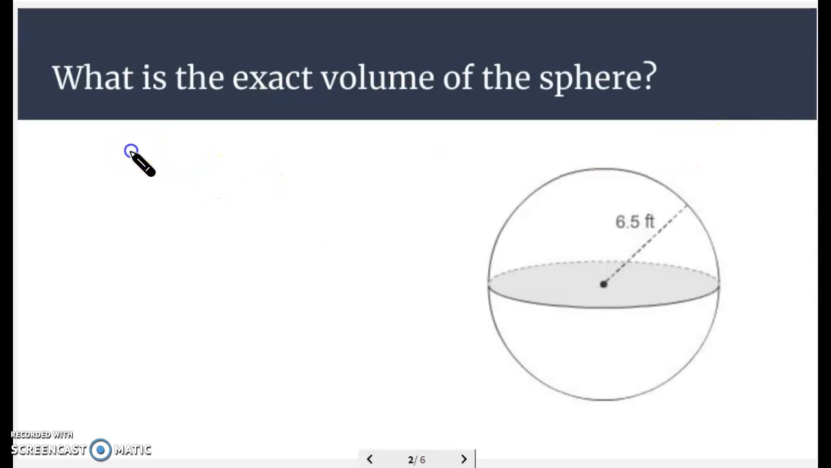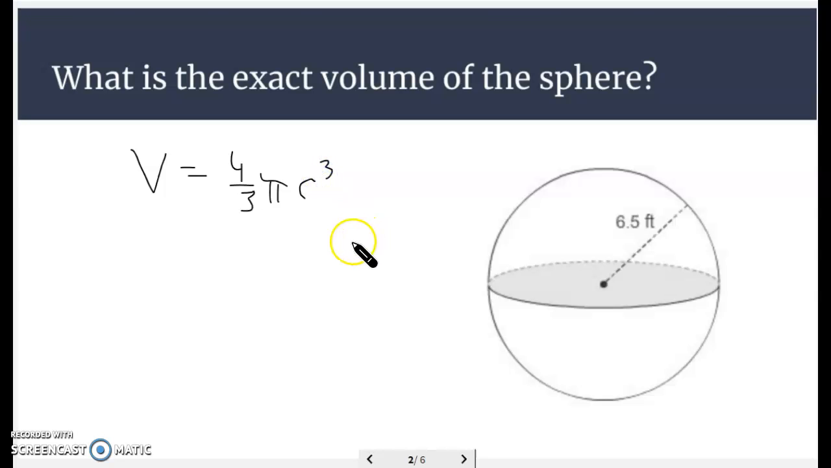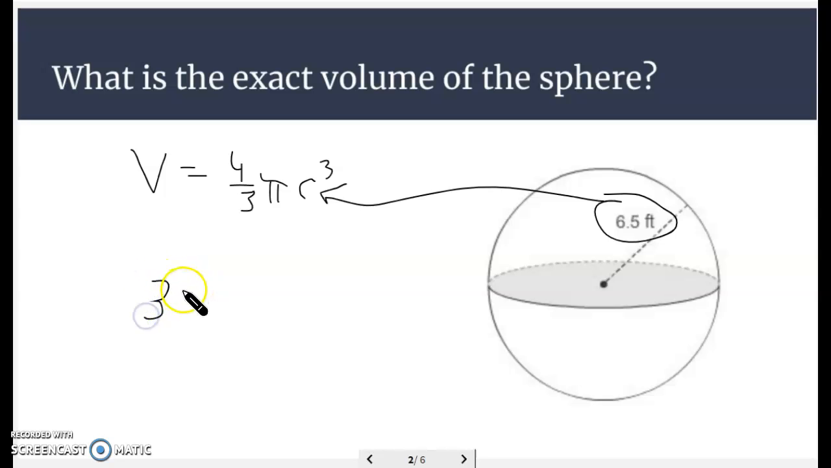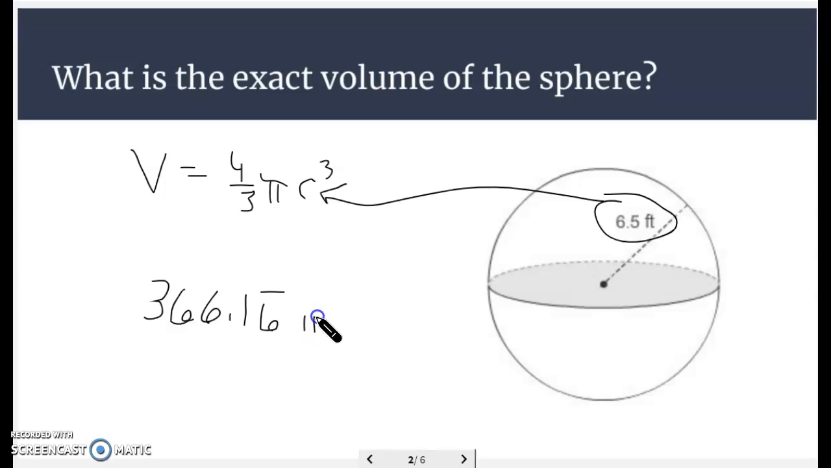Here we want to know the exact volume of a sphere. Let me get the formula written again. 4/3 pi times radius to the third power. So in this problem, the radius is 6.5. We're substituting that in. We take 6.5 times itself, we get 274.625 times 4 divided by 3 comes out to 366.16, repeating. The 6 repeats, and we're going to keep pi in our answer. And the label would be cubic feet.